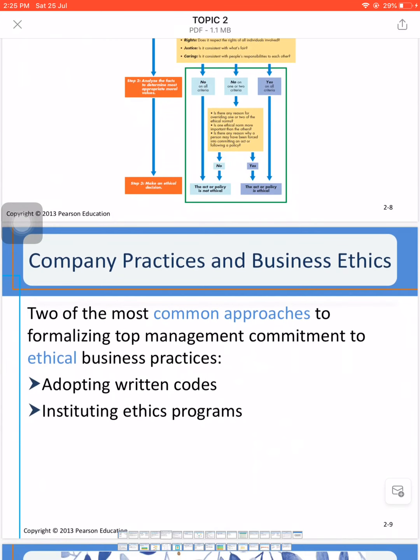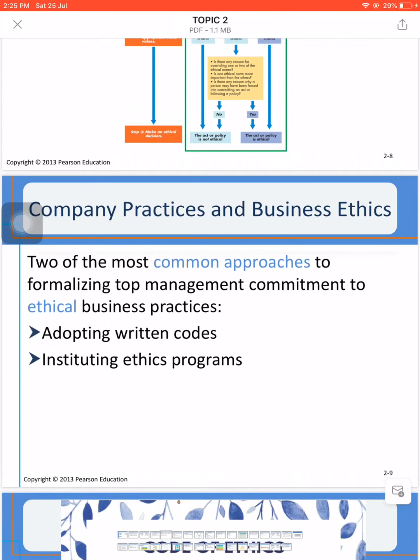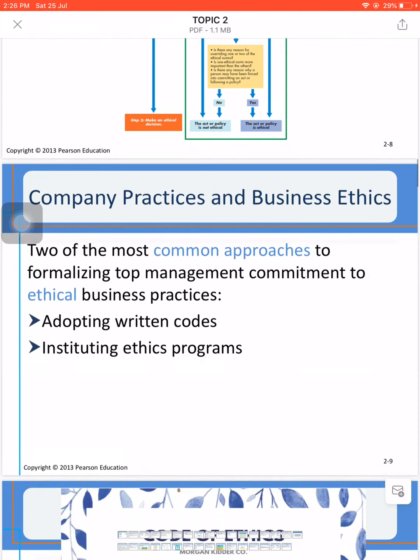Next is company practices and business ethics. Many companies set up codes of conduct and develop a clear ethical position on how the firm and its employees will conduct business. They have two of the most common approaches, which are adopting written codes and instituting ethics programs. Adopting written codes is where almost all major corporations have written codes of ethics. Most organizations have their own written codes which all the people inside or outside the organization have to follow.